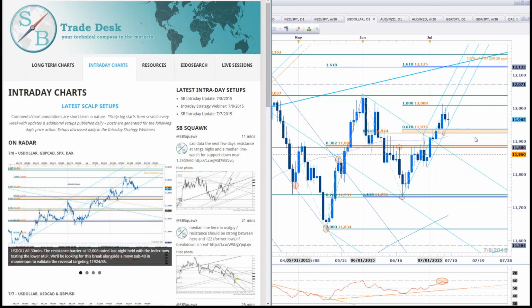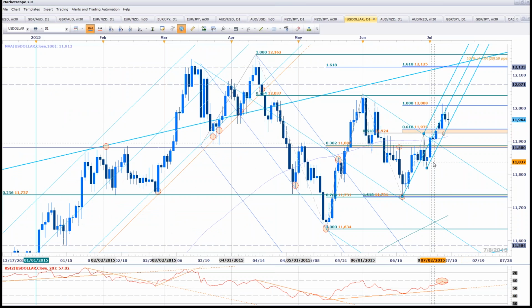All right, let's jump right in. So before we get started, here's the dollar index. You saw overnight we came right for a perfect tag of the lower median line parallel here before seeing a little bit of a rebound. Trade still remains at risk.